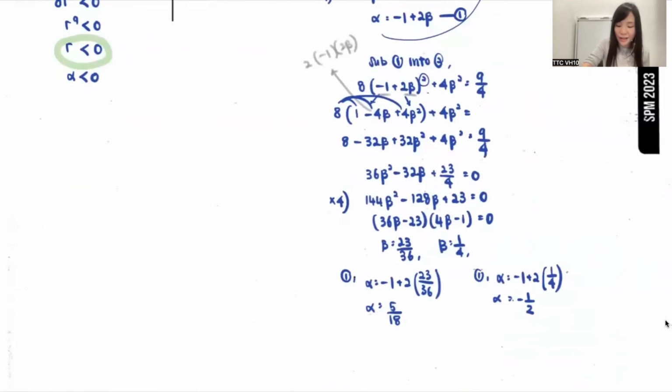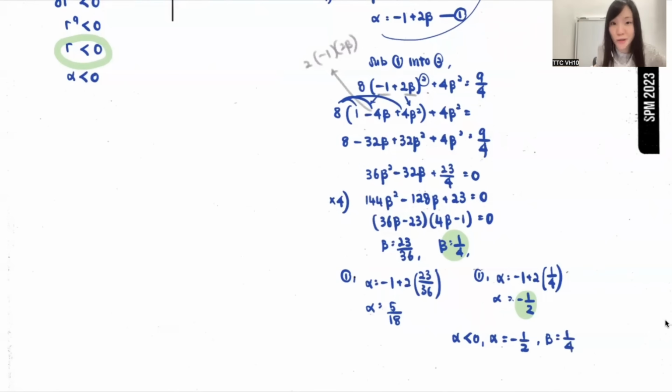So now based on your answers, isn't it this answer alpha is positive? Isn't it this answer alpha is negative? So from here, you guys know that your alpha needs to be lesser than 0. So therefore, your alpha must choose the -1 over 2. If your alpha chooses the right side set, the beta, you should choose the right side set as well, guys. It should be 1 over 4. Can? So now, you guys already get your alpha and your beta, okay?